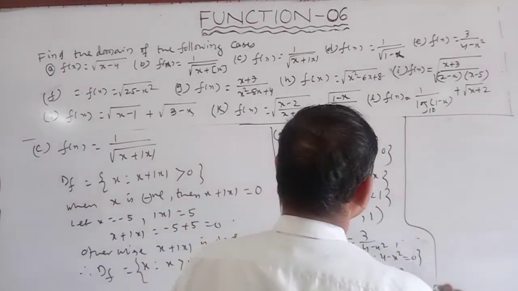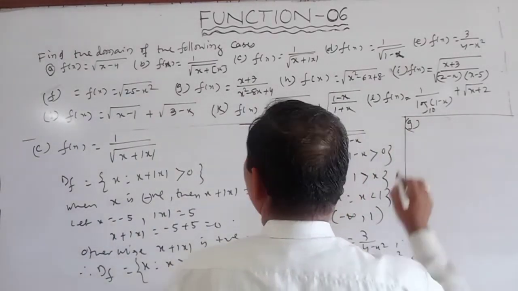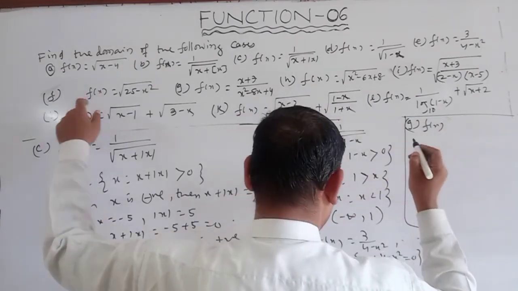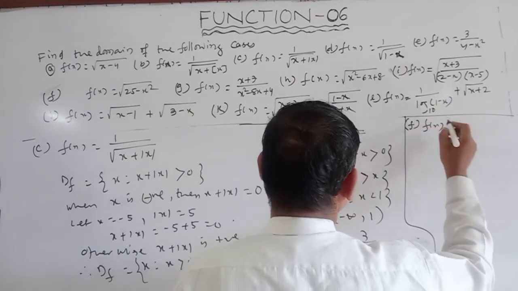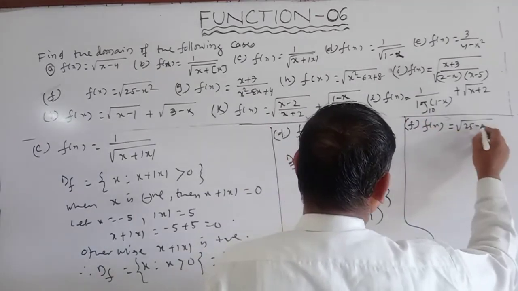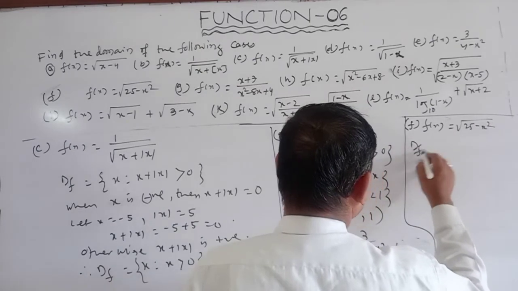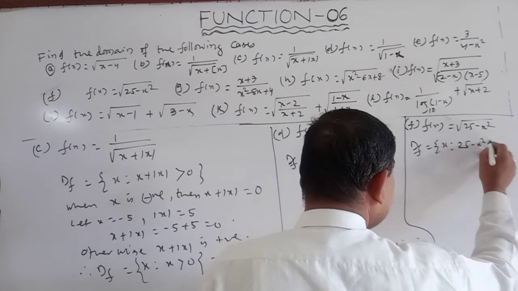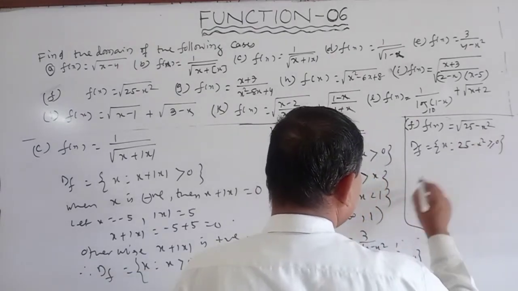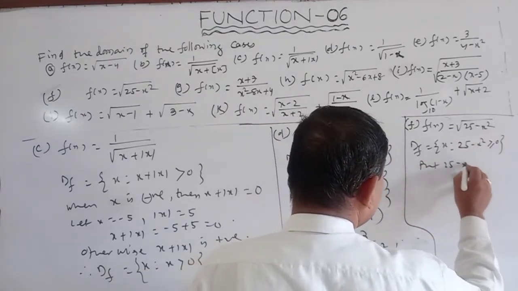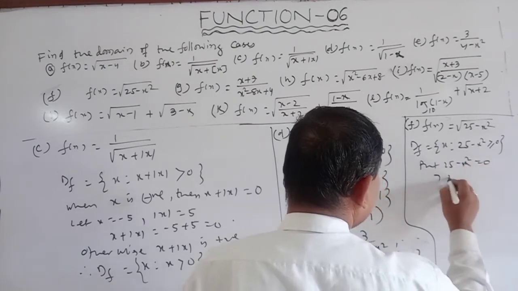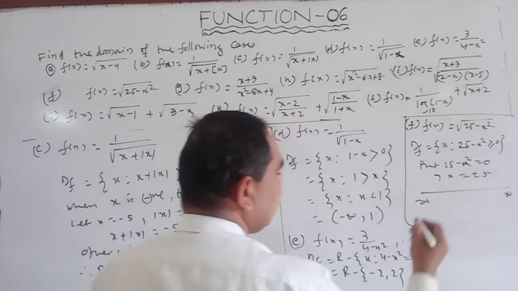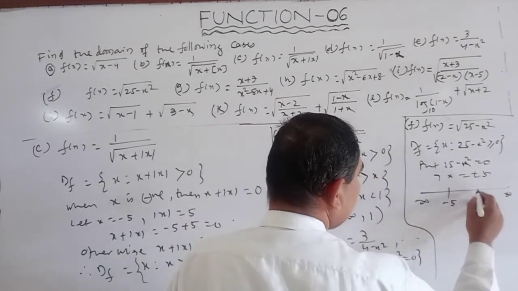Next, f of x is equal to root 25 minus x square. So the domain of f is x such that 25 minus x square is greater than or equal to 0. First put 25 minus x square equal to 0, which implies x is equal to plus or minus 5. Draw the number line minus infinity to plus infinity, then put the values -5 and +5.